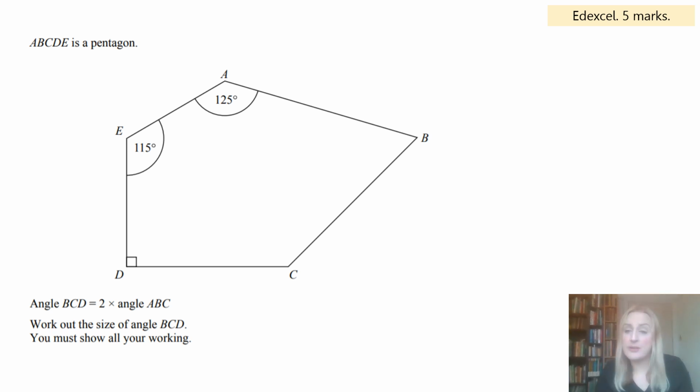And we know that you can either use a ratio approach, so splitting the sum of those two angles in the ratio 2:1, or we can use an algebraic approach, setting up an equation. Either way, this is really testing two skills, but you can't do the ratio and the algebra bit unless you know that angle sum.